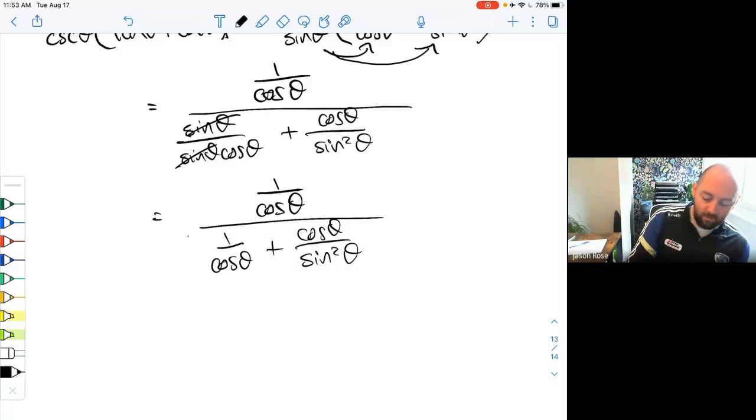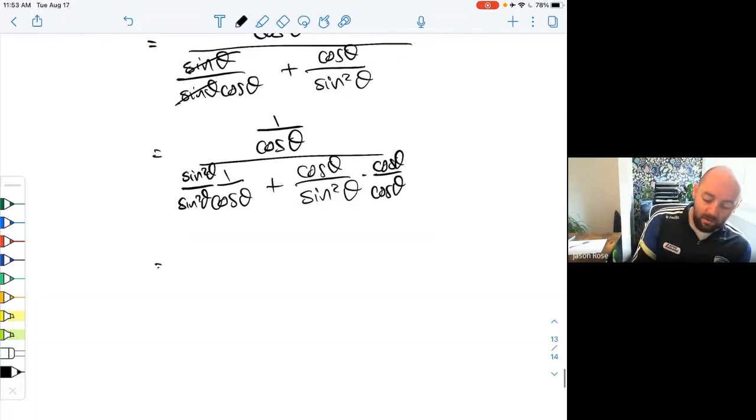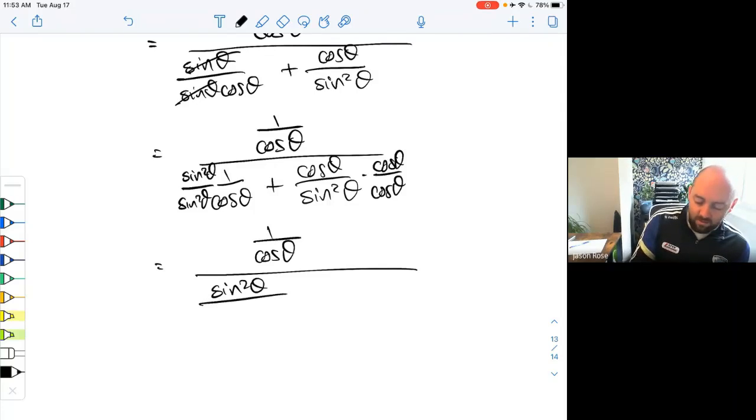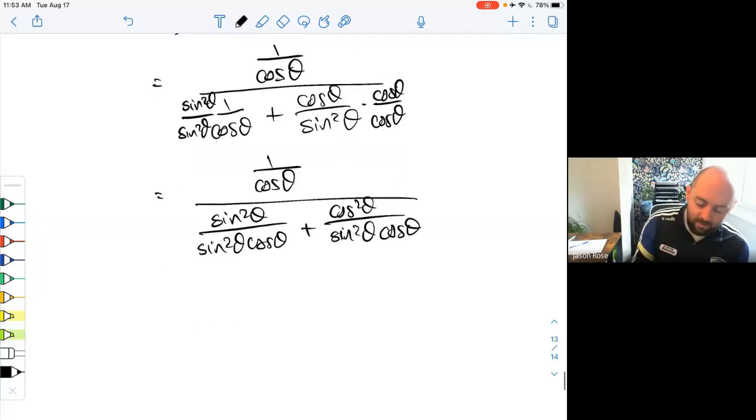So what we're going to do is multiply above and below by sine squared, and here above and below by cosine, and see what we get. So we have 1 over cosine theta on top. That one is just kind of staying there for a minute. We have sine squared theta over sine squared theta cosine theta, cosine squared theta over sine squared theta cosine theta. And the whole reason we did that was so that we would have the same denominator, which we do.